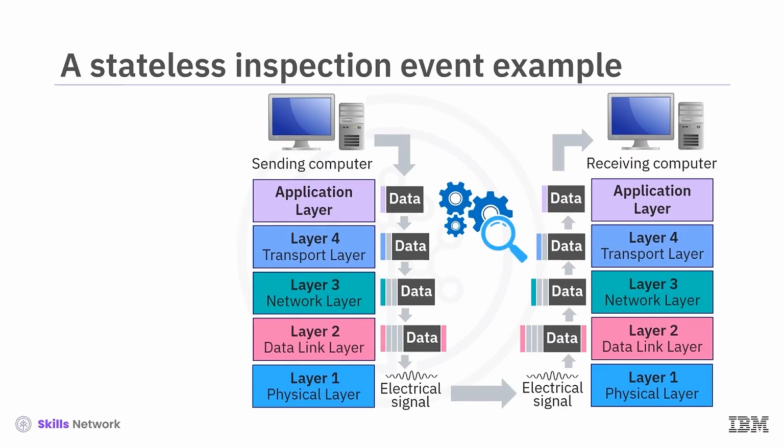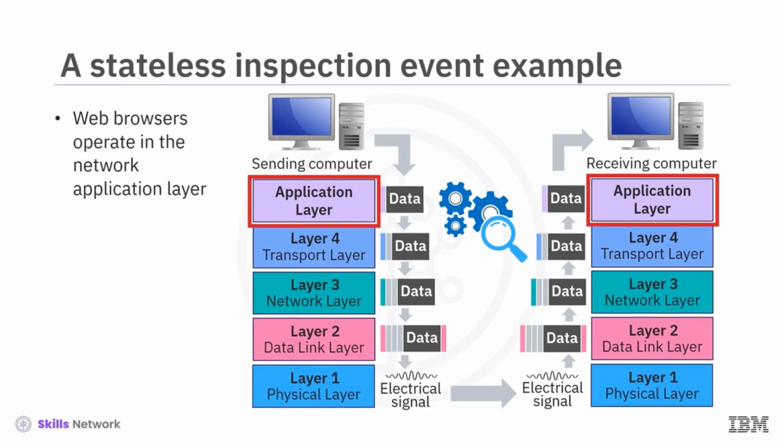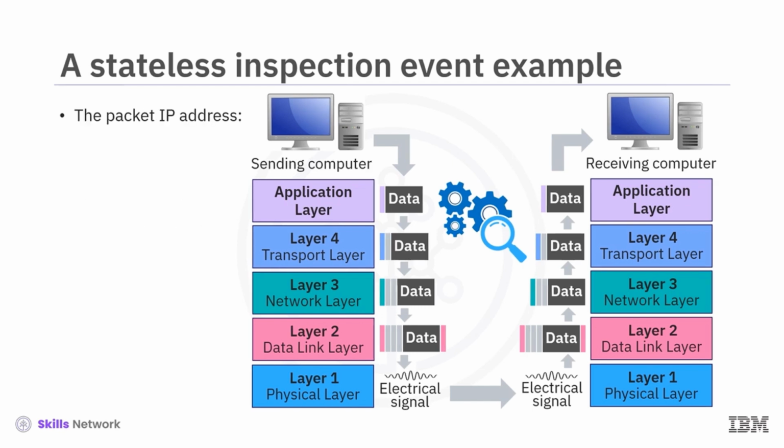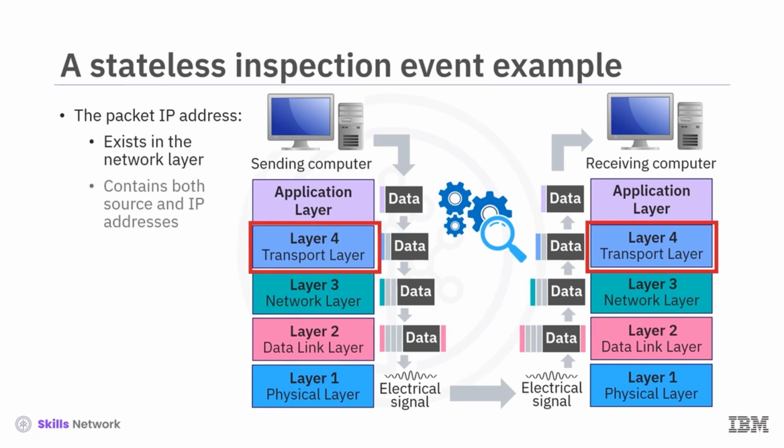Here's an example of a stateless inspection event. When an employee opens their computer's web browser, the browser operates in the network application layer and can create TCP or UDP traffic. However, TCP is the most common protocol traversing the network. Since the packet uses TCP on network layer 4, it will have both the source and destination IP addresses.